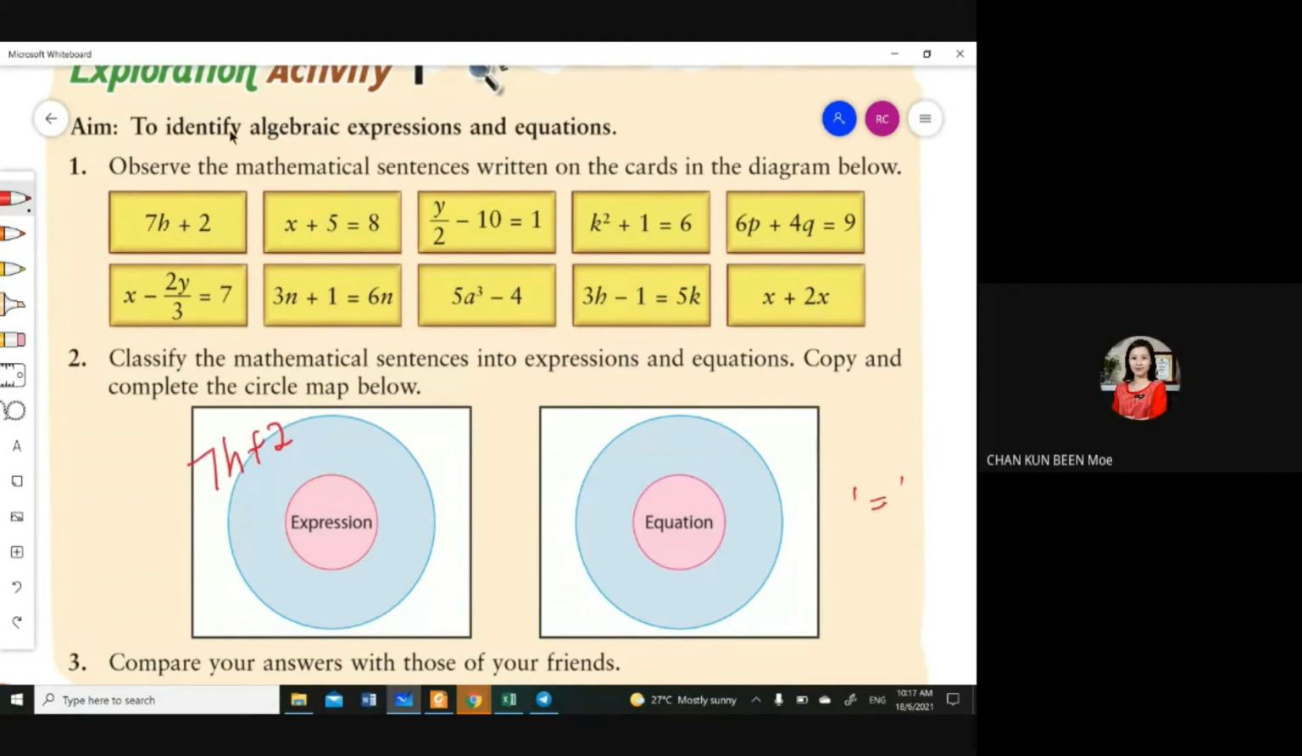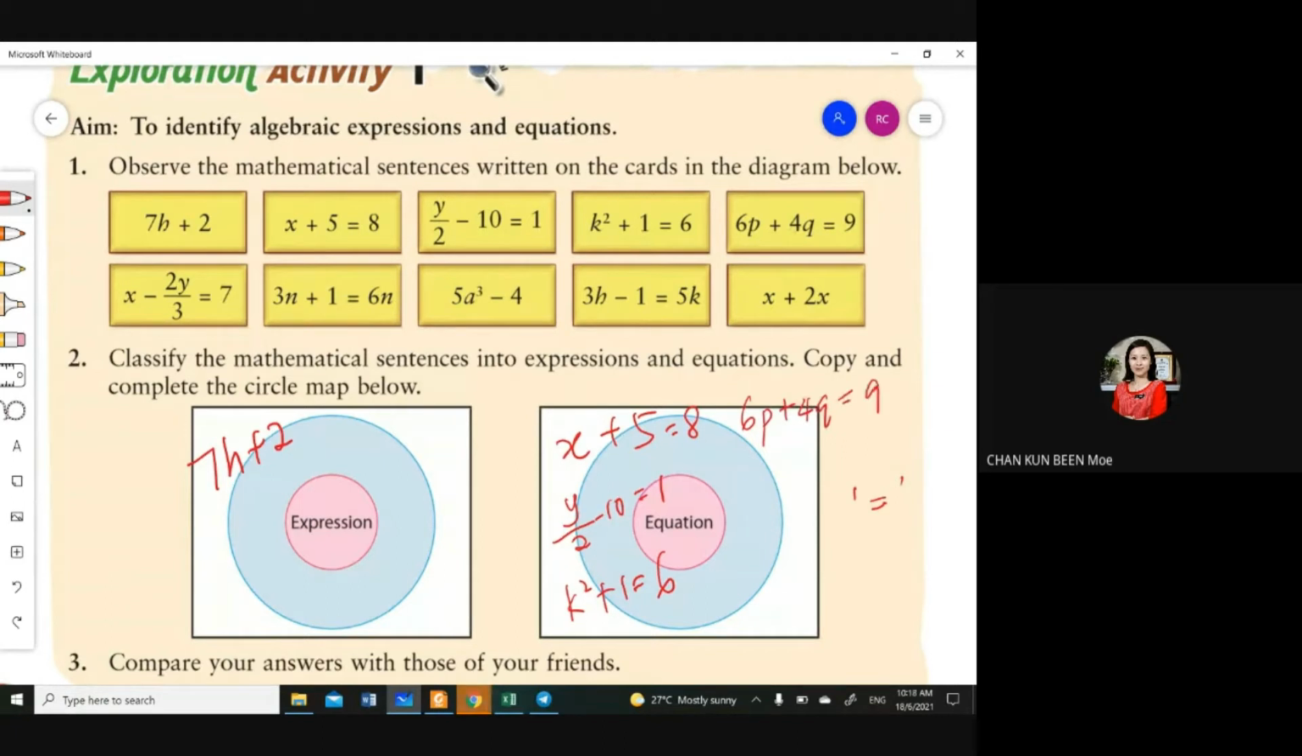What about x plus 5 equal to 8? Equation. X plus 5 equal to 8 is an equation. As long as you see the equal sign, it is an equation. y over 2 minus 10 equal to 11, which one? Equation. Correct. So I write it down here. The next one, k squared plus 1 equal to 6. Equation. And then 6p plus 4q equal to 9. Equation. Okay, we have a lot of equations over here.